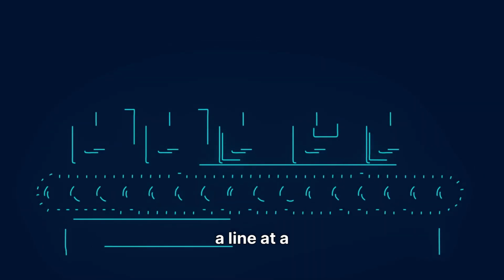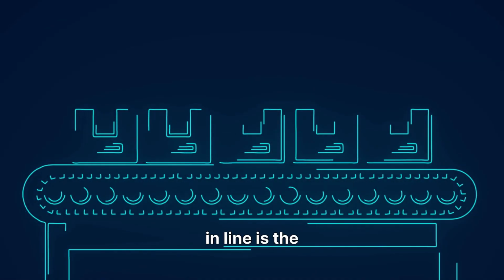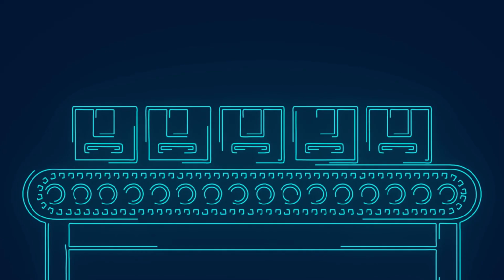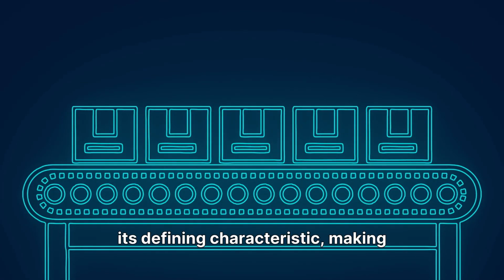Think of it like a line at a store. The first person in line is the first person served. This sequential processing is its defining characteristic, making it ideal for scenarios where the order of operations is critical and must be strictly maintained.